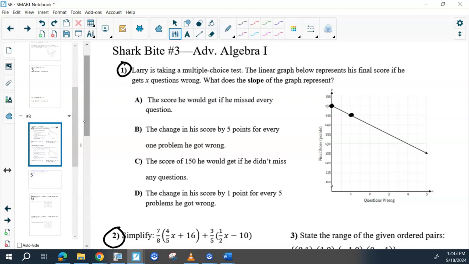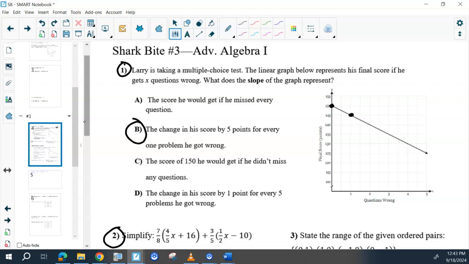What did I just say? That we'd be going down 5, so our final score would be deducted 5 points, or minus 5 points, for every question we got wrong. So the one that matches that is the change in his score by 5 points for every one problem he got wrong. D is similar, but it's saying the change is 1 point for every 5 problems we got wrong, which is also not true. So B is your answer there.